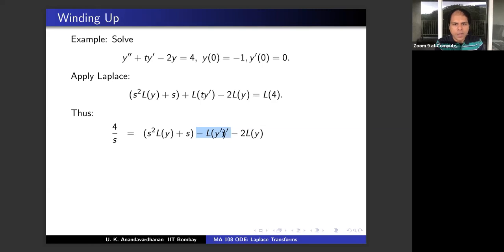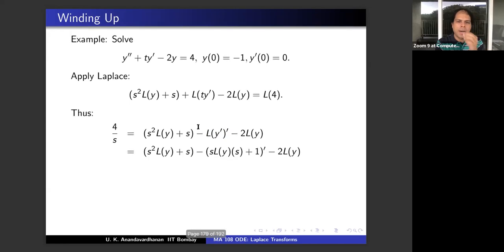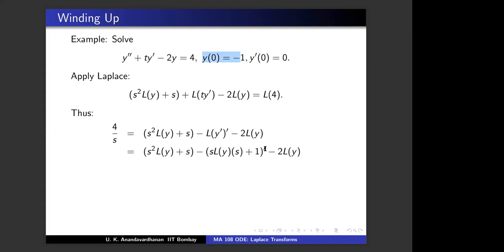Okay, it is L of y prime minus L of t y double prime. There is a minus sign coming, therefore. So this is s square Ly plus s minus of what is L of y double prime. It is d by ds of L of y prime. So what I have done is I have just put L of y prime here. L of y prime is sLy minus y of 0. Minus y of 0 is minus of minus 1. That prime is remaining.